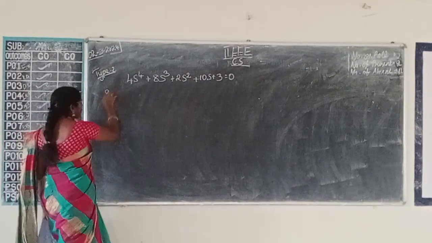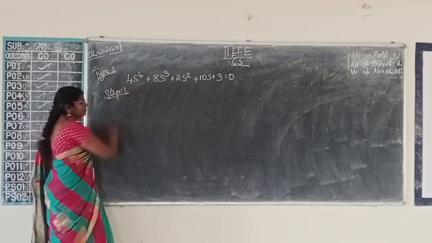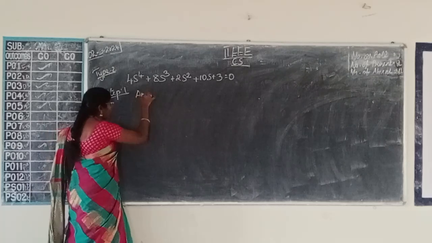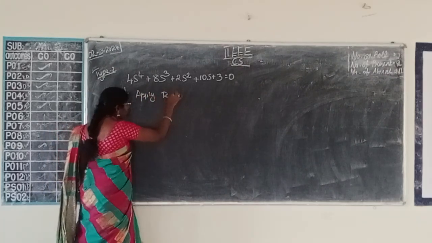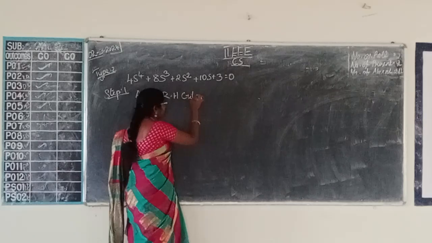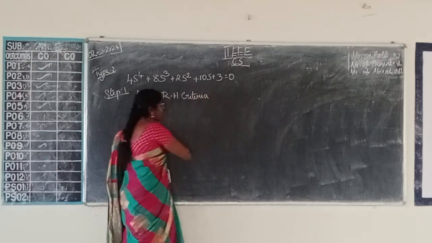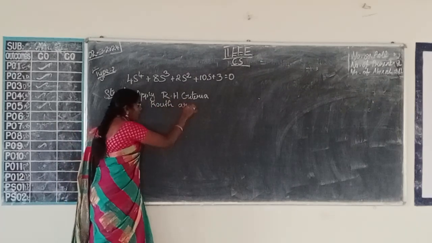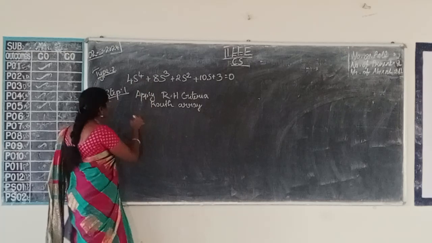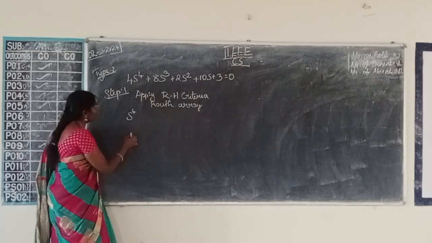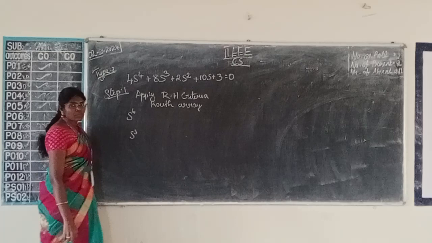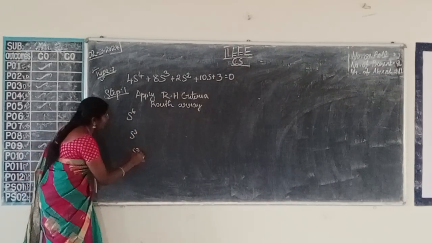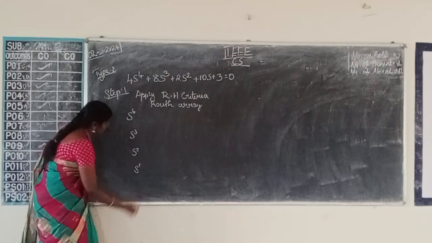Okay. First, we are going to apply the Routh-Hurwitz criteria. So write it down: apply Routh-Hurwitz criteria on the basis of the Routh array. Okay, so how will we be forming it? s power 4, from the maximum power to the minimum. So that is s power 4, s cube, again s square, s power 1.